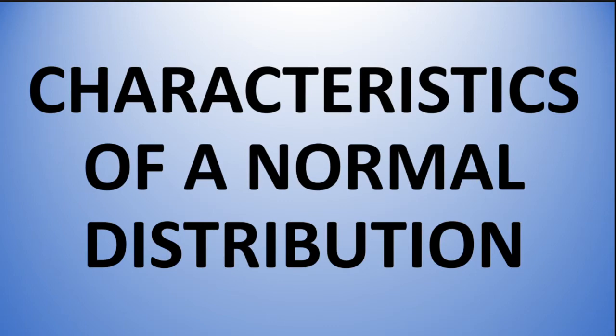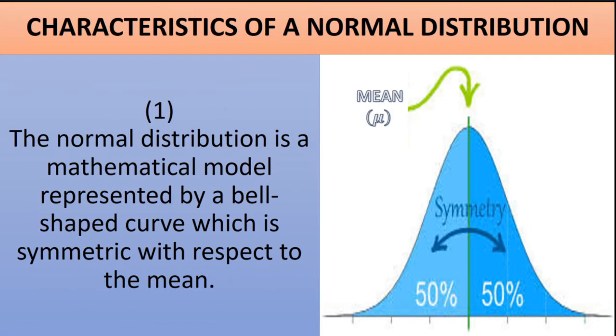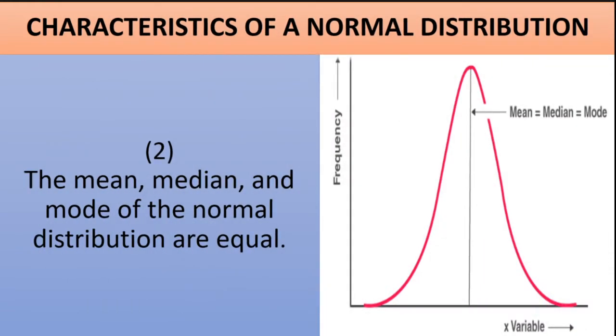Generally speaking, normal distribution has 5 characteristics. The first characteristic is that the normal distribution is a mathematical model represented by a bell-shaped curve which is symmetric with respect to the mean. As you can see, the green line segment on the picture divides the graph into two identical parts. The second one is the mean, median, and mode of the normal distribution are equal. If the mean, median, and mode are equal to each other, the distribution is symmetrical. This supports the first characteristic.